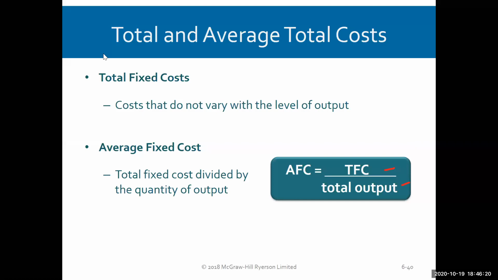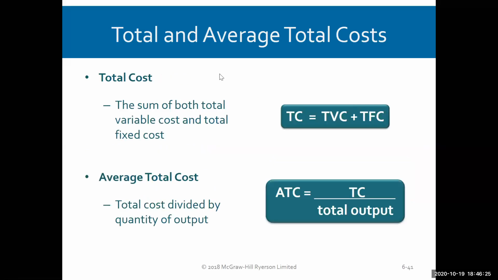Okay, so then how do we get to total cost and average total cost? Very similarly, total cost is going to be the sum of both total variable and total fixed. We already had it up on the slide earlier. I just drew it out myself. That's what total cost is. So the average total cost, you just divide by the quantity of output. So ATC is just going to be total cost divided by the total output. So now we've got all of our costs defined and the formula is set for them.